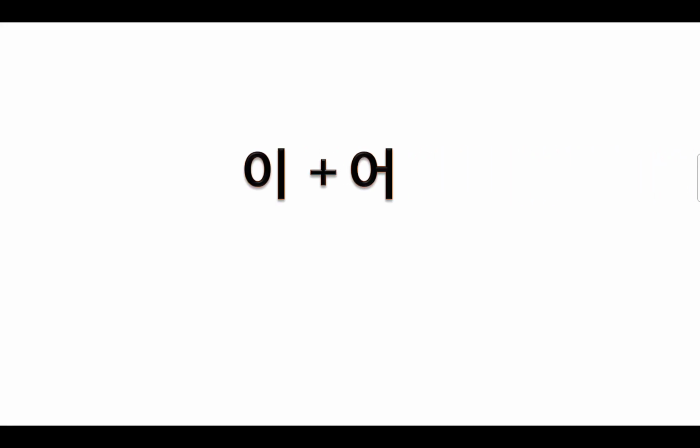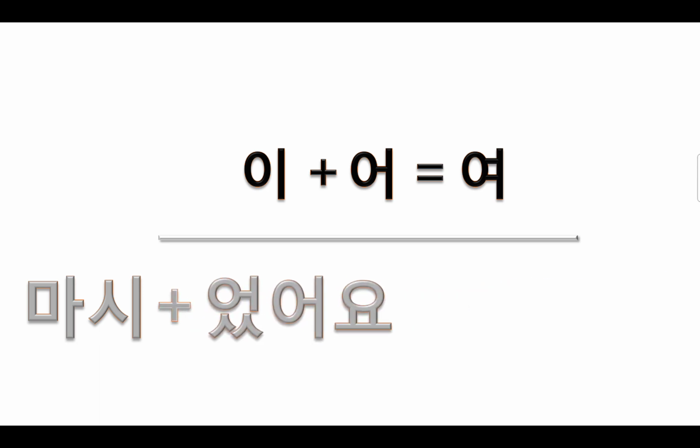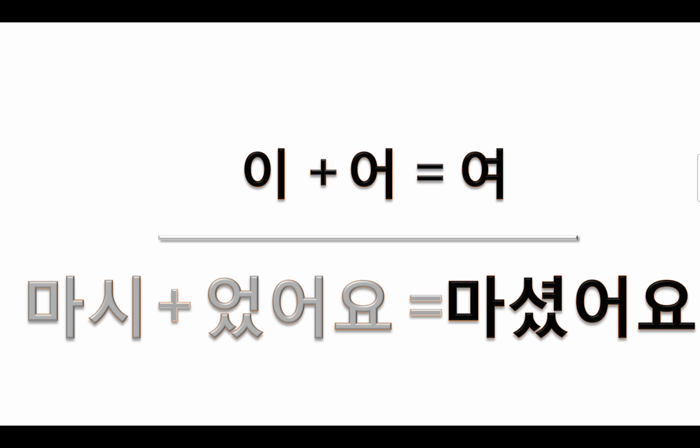Contraction 3 is ㅣ plus ㅓ, 이어. So 마시 plus 었어요, and 시 has no 받침, contraction, 셔. Do you remember? So 마셨어요. I drank. Drank in Korean, 마셨어요.